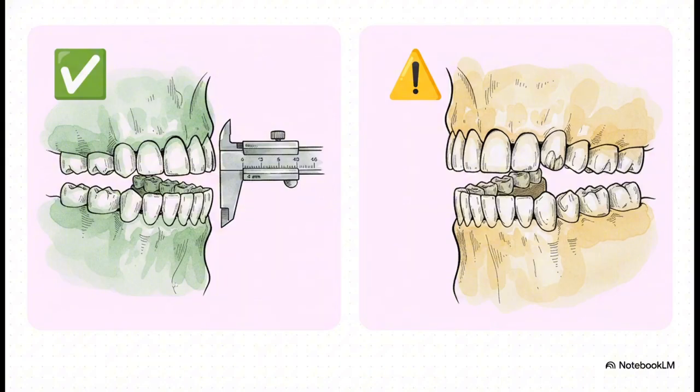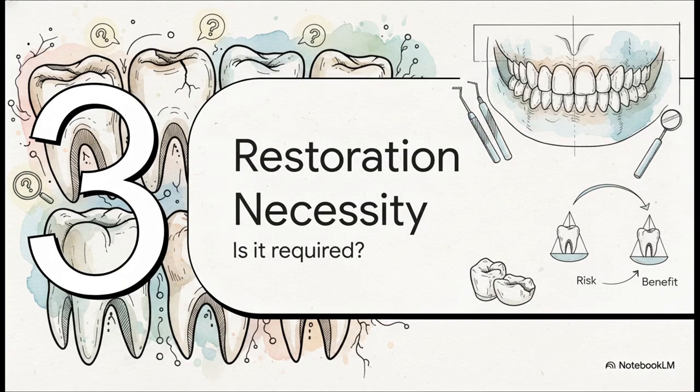Non-compensated versus compensated wear. Non-compensated wear gives you breathing room, specifically a freeway space greater than 4 millimeters. It's way easier to manage. Compensated wear, on the other hand, means the teeth have passively erupted as they wore down. That destroys your freeway space and severely limits your options. Always remember the 4 millimeter rule. Next up, Section 3, determining restoration necessity.